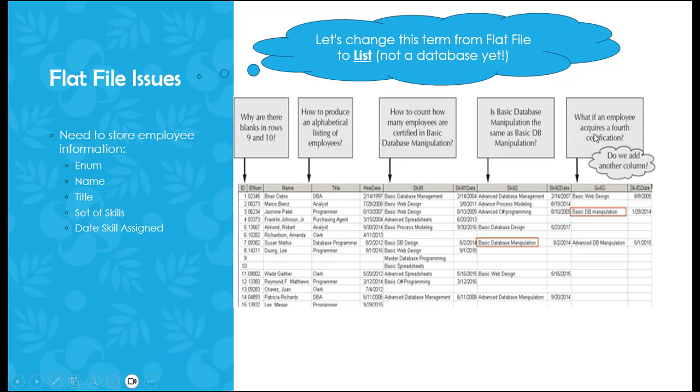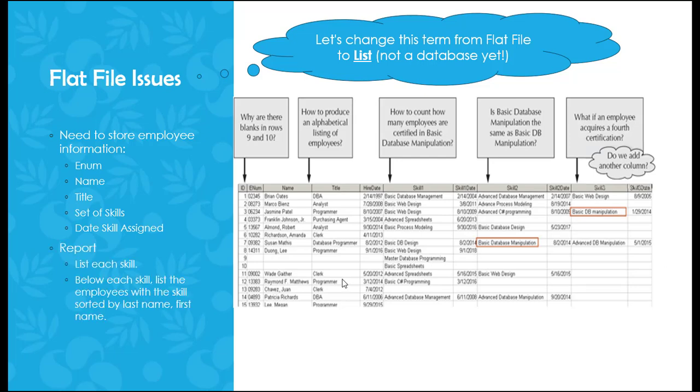And what happens when an employee gets a fourth or a fifth certification? You just continue to add extra columns, I suppose. But what's this null here? Why is this null? For some reason, whoever did this data entry decided that this person's certification is just going to go down the list. And did they get the master database programming on the same date as the basic web design? It looks like that, I guess. Lots of problems with this.